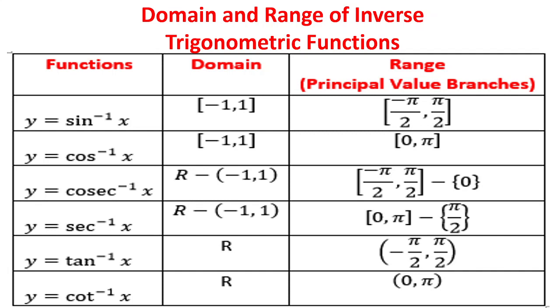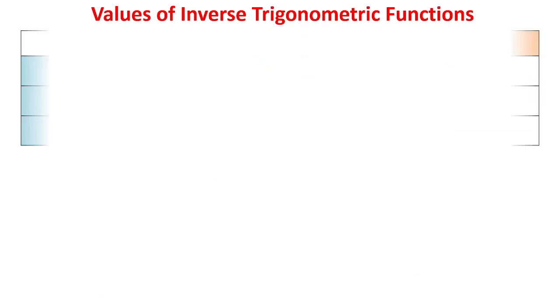And all of you are seeing here, one thing we have to be very careful about. Cos inverse x, secant inverse x and cot inverse x will never give a negative value as the final answer. Cos inverse x, secant inverse x and cot inverse x will not give a negative answer. That is, the final answer cannot be negative. Well, let us move on to properties now.